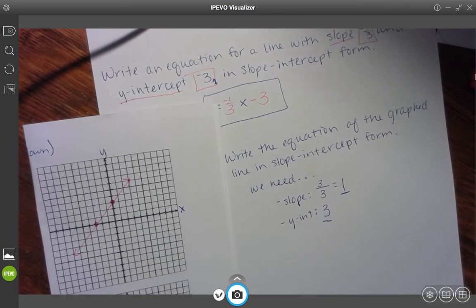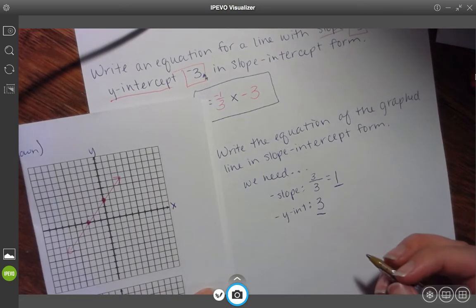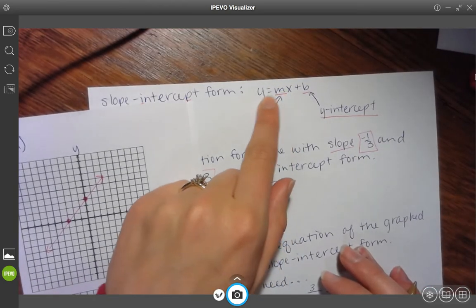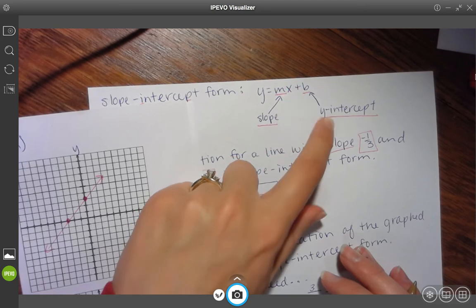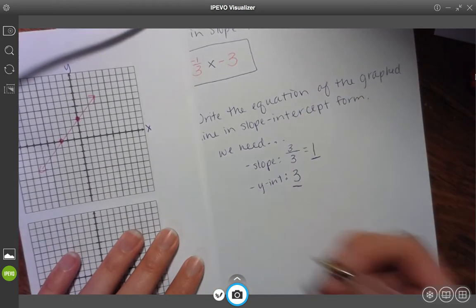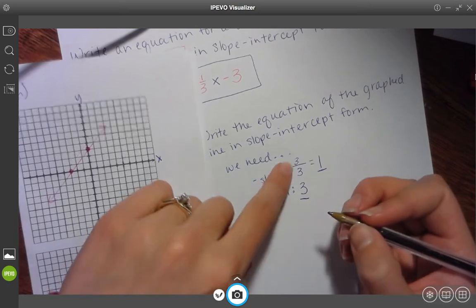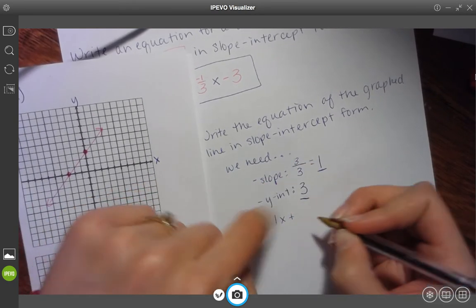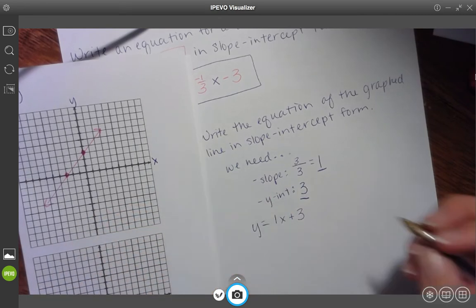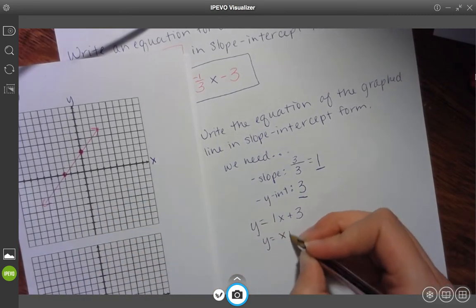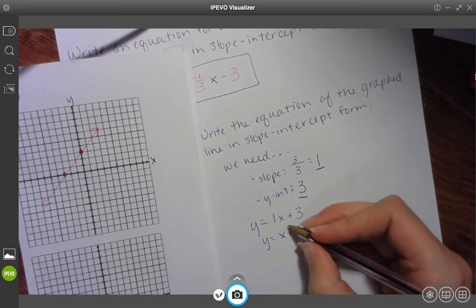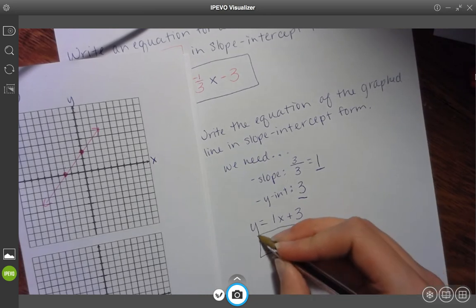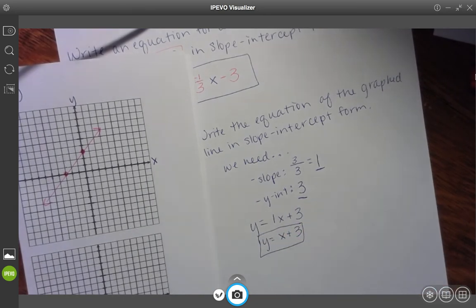Now I can write my equation in slope-intercept form. So remember, slope-intercept form is y equals mx plus b. So y equals slope x plus y-intercept. All right, so y equals slope x plus y-intercept. And then you can also write that as this. These are the same thing, right? Our 1 just disappears here. We don't have to write the 1. And that would be your answer there. Okay?